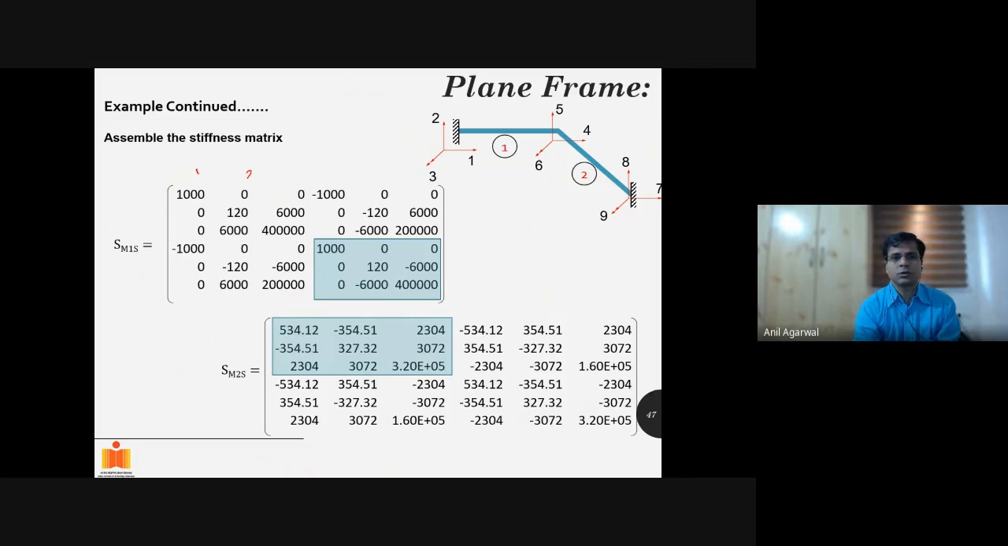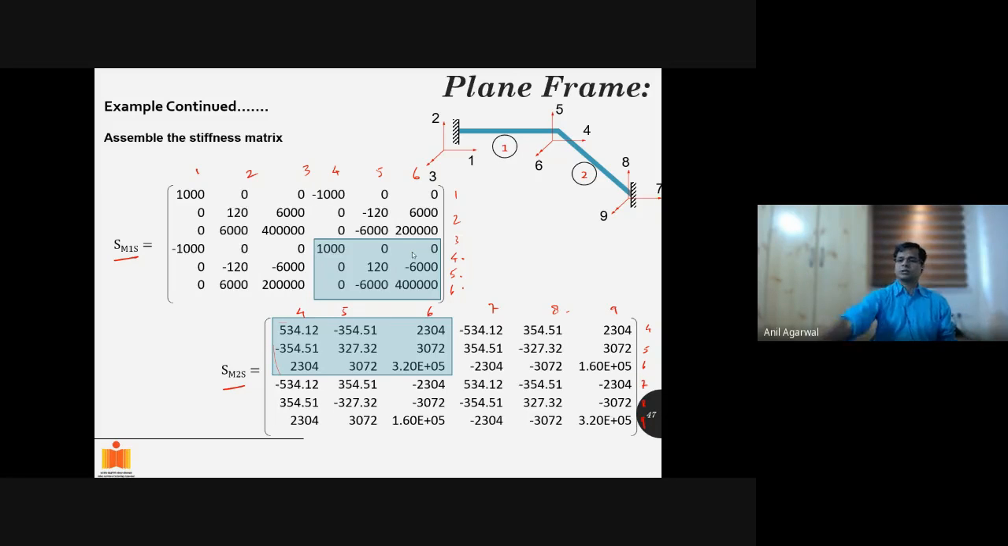Okay. Anyway, so these are the degrees of freedom. So 1, 2, this is first member, 1, 2, 3, 4, 5, 6. Here it is 4, 5, 6, 7, 8, 9. These are the stiffness matrices, this one for the first member, this one for the second member. Now we just need to assemble them. So we will assemble the degrees of freedom which are common between the two. The first one has 4, 5, 6. The second one has 4, 5, 6 here. So this part is common. We will simply assemble the two.